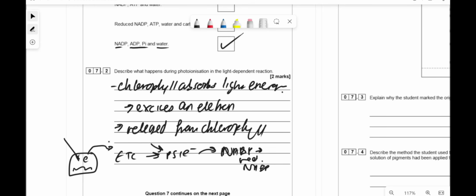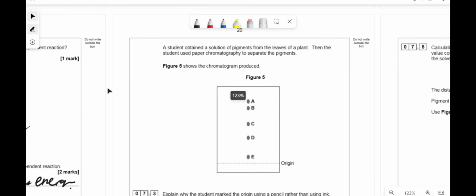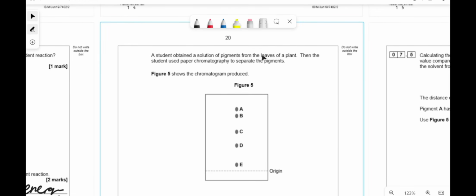Because we've lost an electron here, an electron needs to be replaced. So water is split into protons, oxygen, and electrons. The electron goes here. The oxygen is released as a waste product, and the protons create a concentration gradient inside the thylakoid and the stroma. Energy from the electron moving down the electron transport chain pumps more protons into here. Protons want to move back down a concentration gradient. The only way they can do that is through a protein channel embedded called ATP synthase, which combines ADP and PI to form ATP.